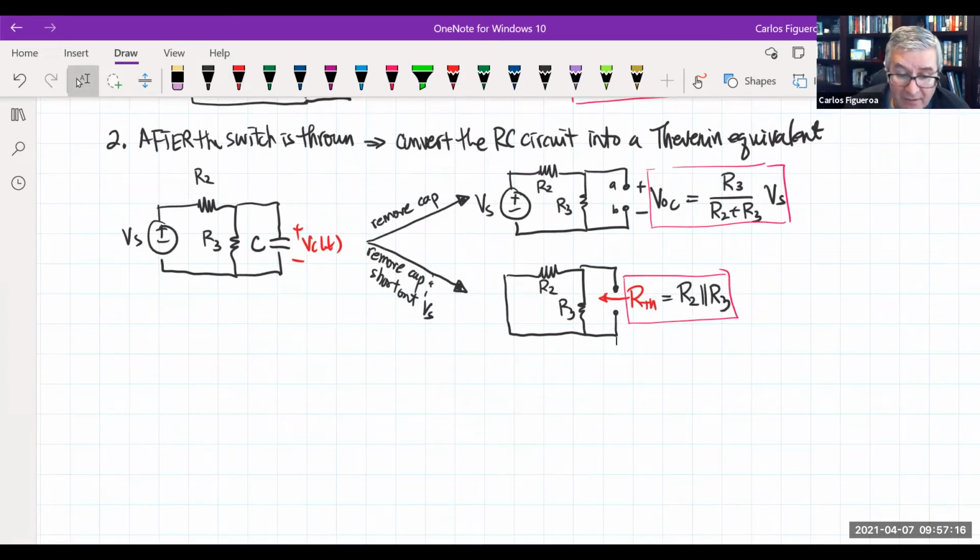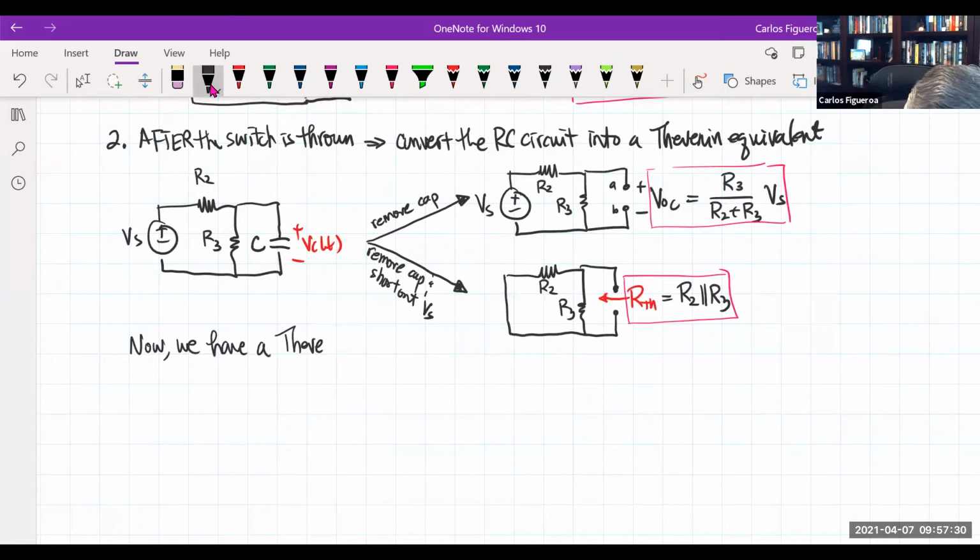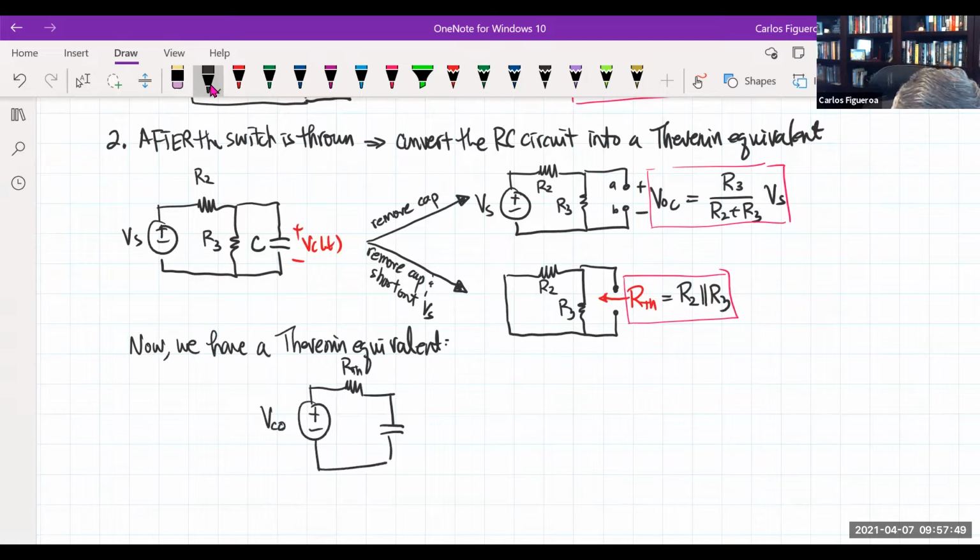So now we have a Thevenin equivalent. And when you do that, what you find is that I get a circuit that looks like this. Here's VOC, I have RTH, and now I can put my capacitor back into the circuit. And I have my cap. So now this is VC of t.